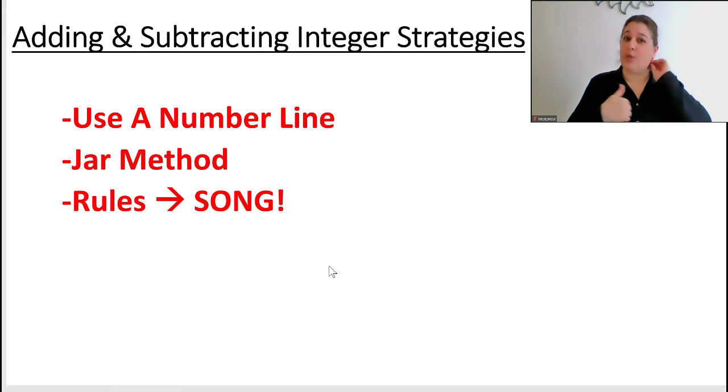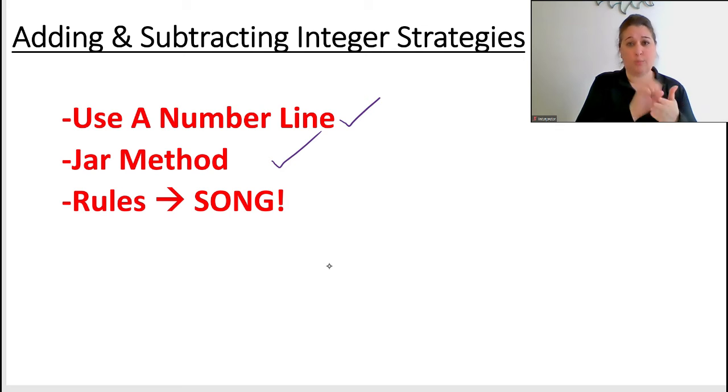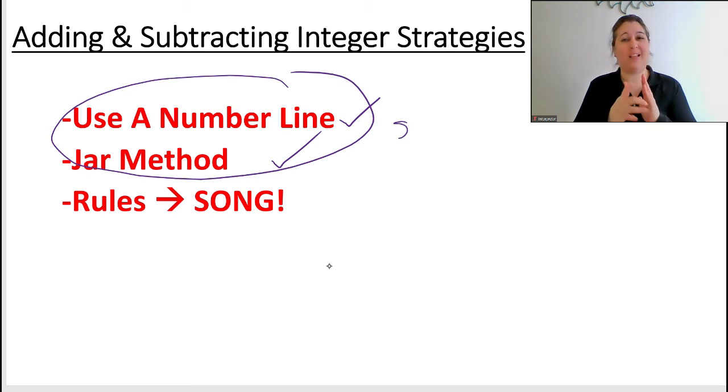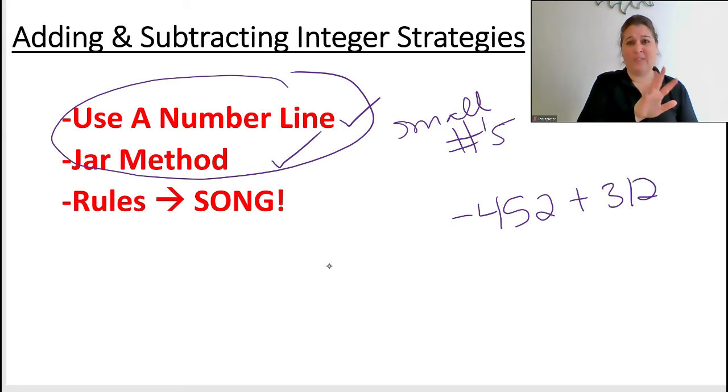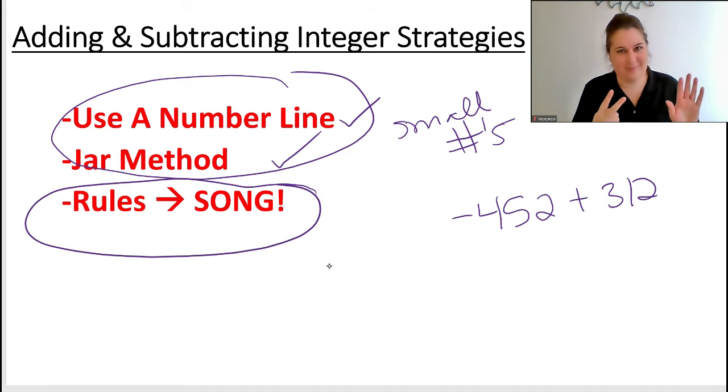All right, so we use the number line to add and subtract integers. That was one strategy. And we learned another strategy called the jar method. These are meant for small numbers. You're not going to want to use a number line or a jar if I give you a problem that says this, negative 452 plus 312. Do not. So that is why we're going to teach you the rules, which will teach you using a song, which is what's coming up.